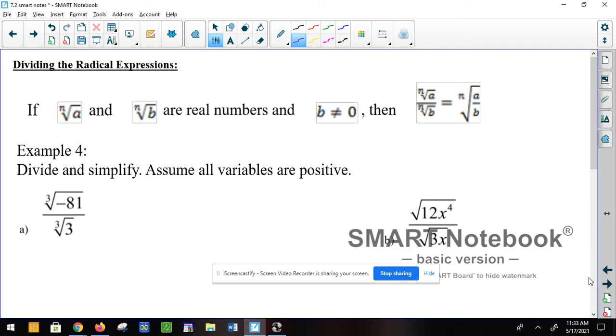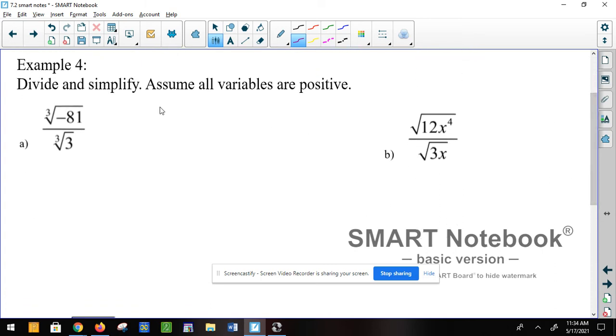Now dividing. Works kind of the same. As long as the index is the same, you can divide. And it's interchangeable whether it's one fraction underneath one radical or the radical of the numerator and denominator separately. So example 4 here, divide and simplify, assume all variables are positive.